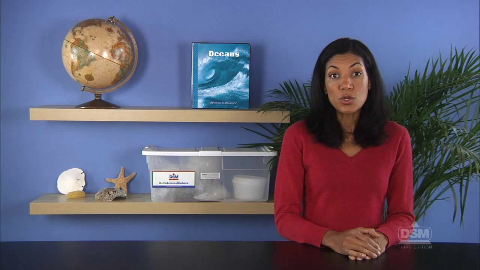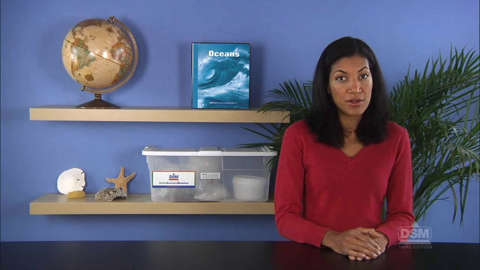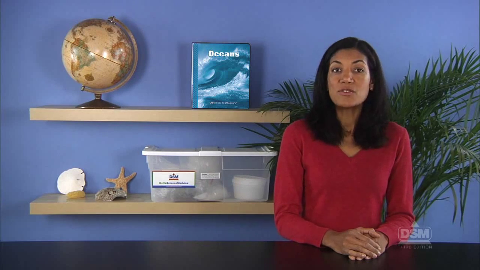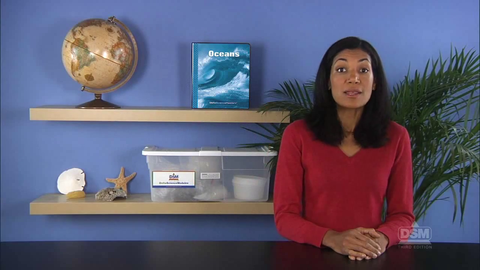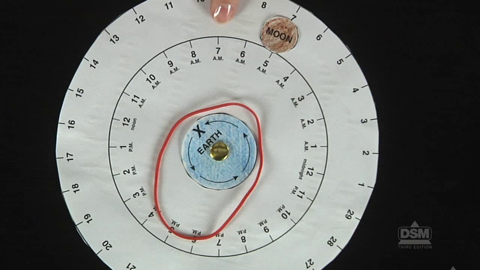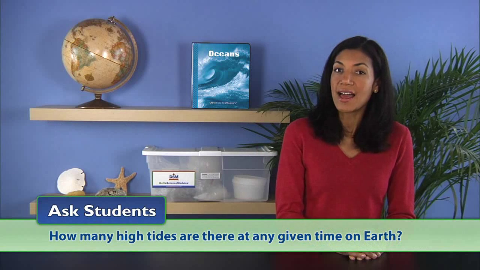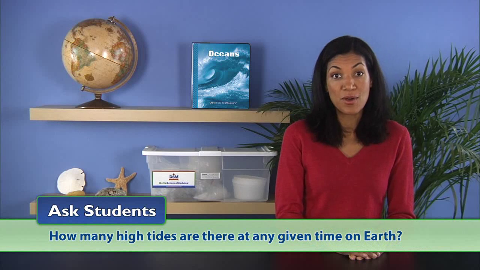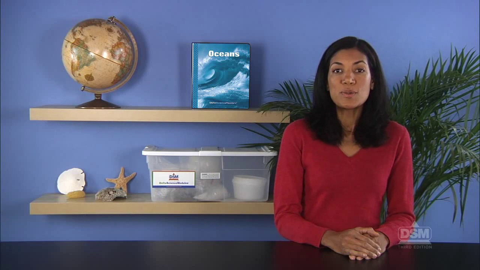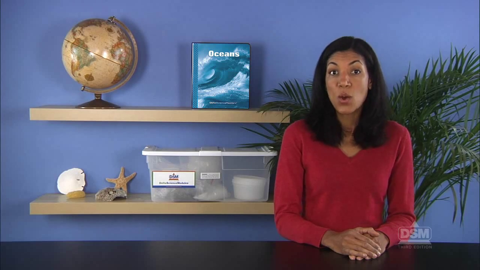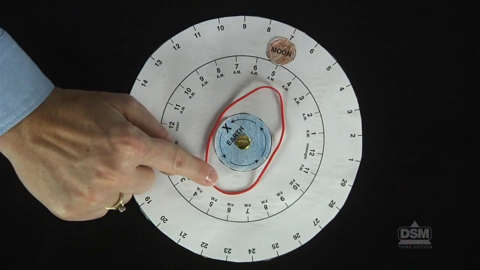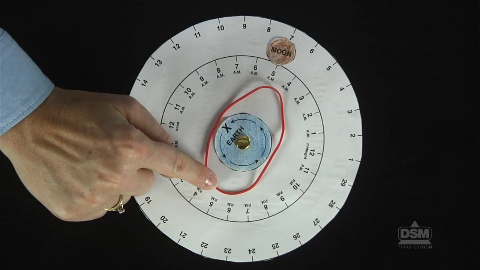Explain that the Moon also pulls on the solid part of Earth very slightly. Then have students slide their Earth disk toward the Moon. Further explain that the bulge of water on the side of Earth opposite the Moon is caused by forces related to Earth's motion. Ask students, how many high tides are there at any given time on Earth? Students should be able to see that there are two high tides on Earth at any given time, one on the side facing the Moon and one on the opposite side of Earth.